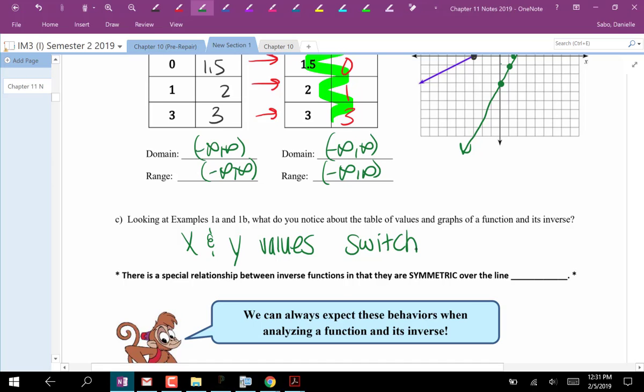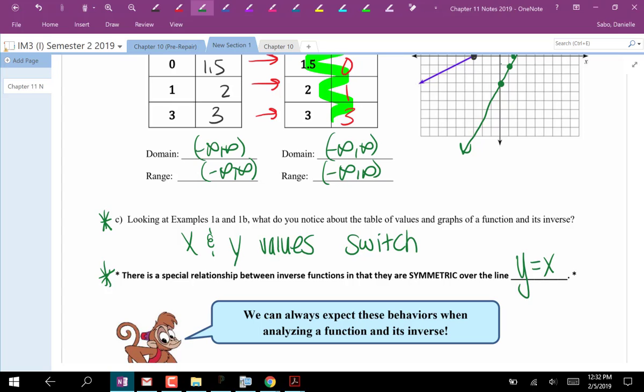There is a special relationship with these two functions. If you take the inverse of a function, it's going to be symmetric, and I'm going to show you visually what that is in a second here. But you're symmetric over the line y equals x. And these are the two things to walk away with about today: that knowing that the inverses have x and y's switched, and that they're symmetric over the line y equals x. Those are important topics.